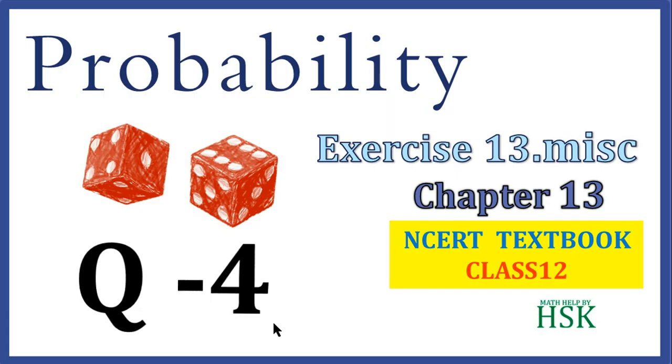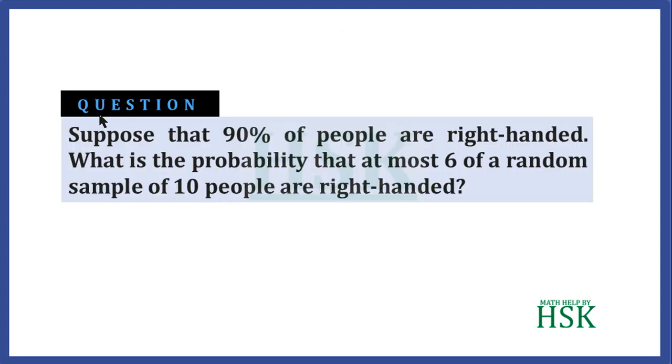This is question number 4 from the miscellaneous exercise of chapter 13, that is, probability. The question is like this. Suppose that 90% of people are right-handed. In this case we have to find the probability that at most, that is maximum of 6, of a random sample of 10 people are right-handed.